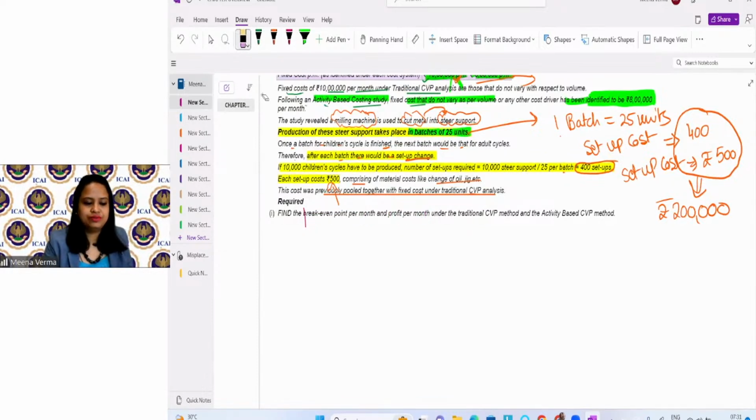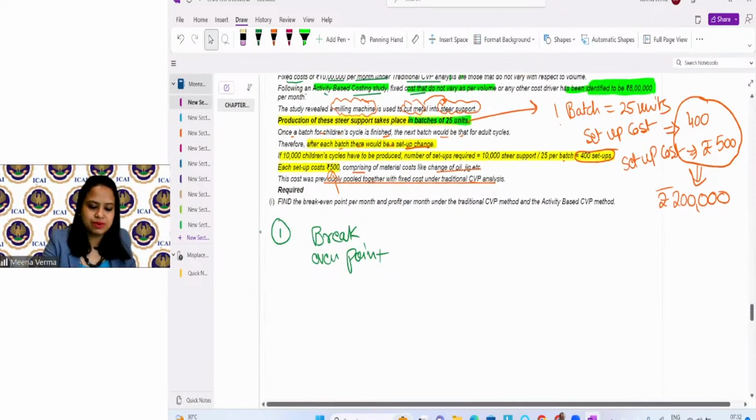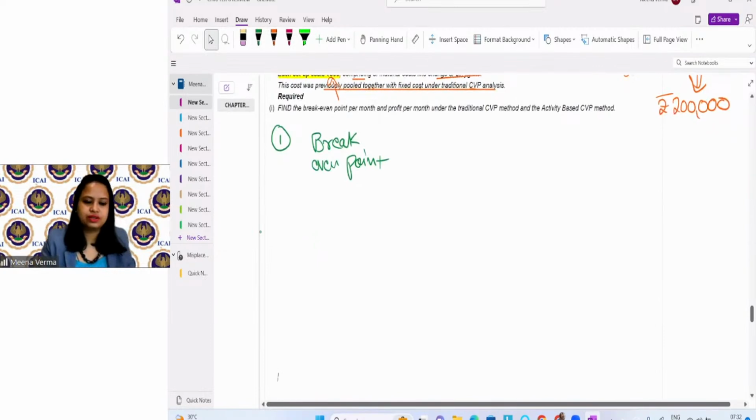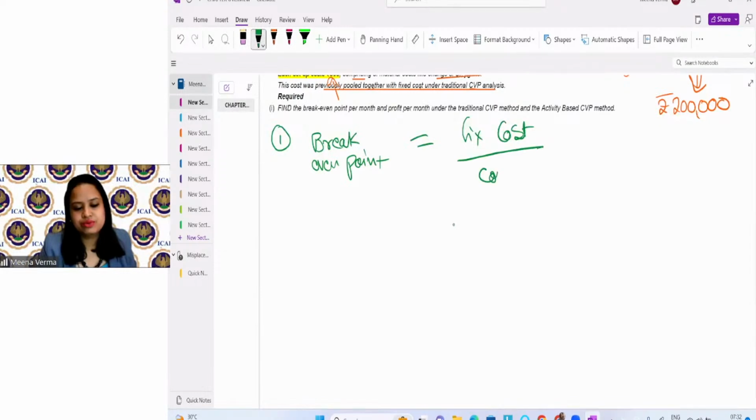So first, what will happen? We will find the break-even point in both the methods. With the help of both the methods, let's find the break-even point. All right. So what is the formula for finding the break-even point? We know that break-even point is equal to fixed cost divided by contribution per unit. So this will give you break-even units.